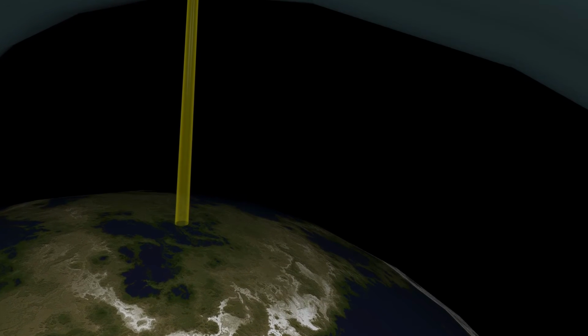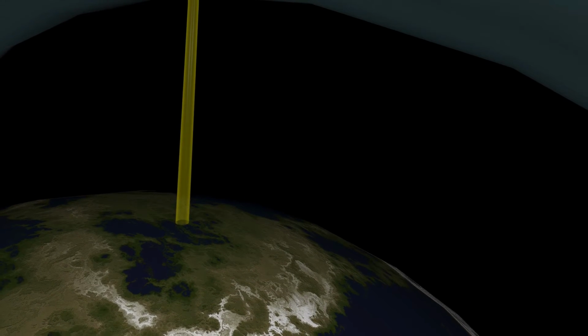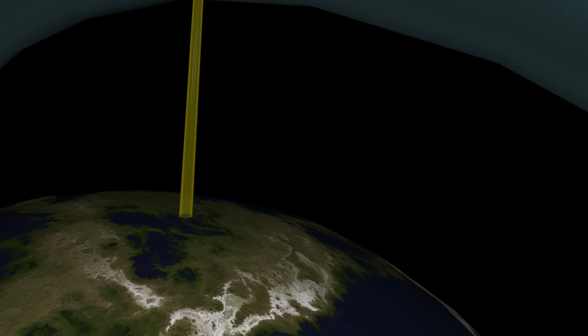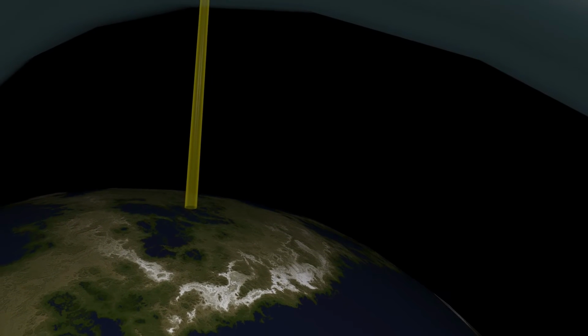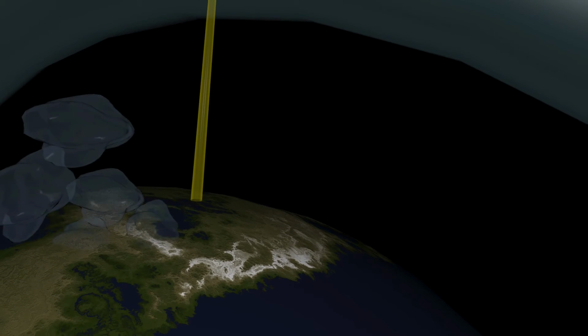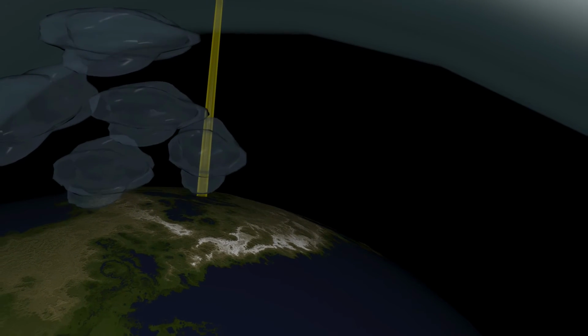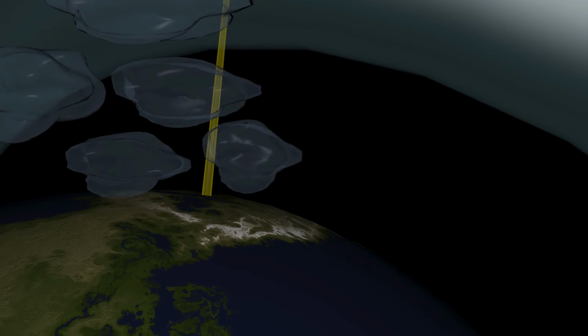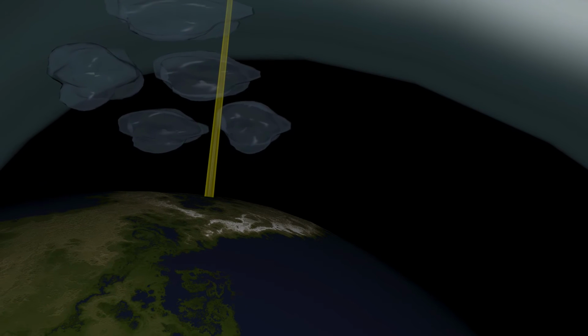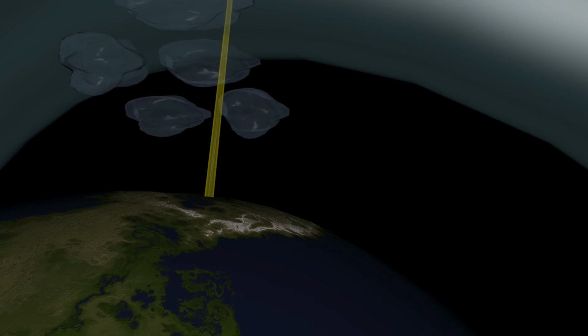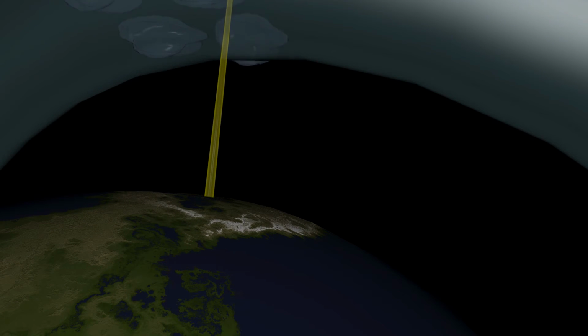The solar radiation then transforms into infrared thermal radiation that is reflected from the surface up towards and through the atmosphere. But these greenhouse gases absorb this radiation and reflect it back to the surface of the Earth, which causes an increase in temperature at the surface of the Earth.